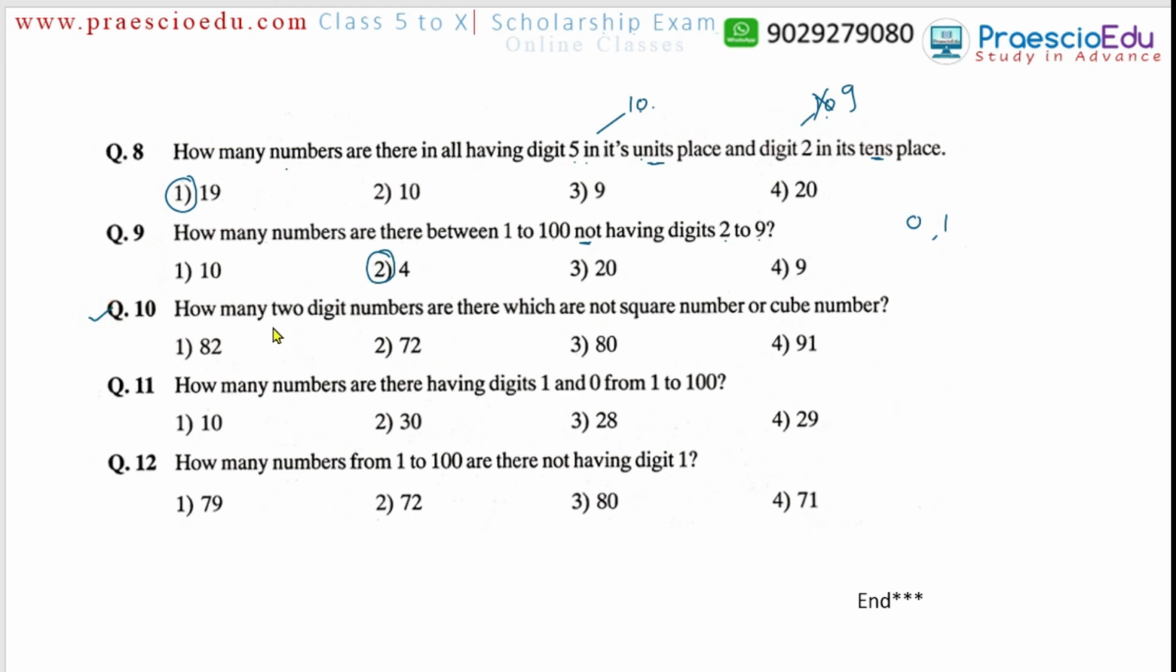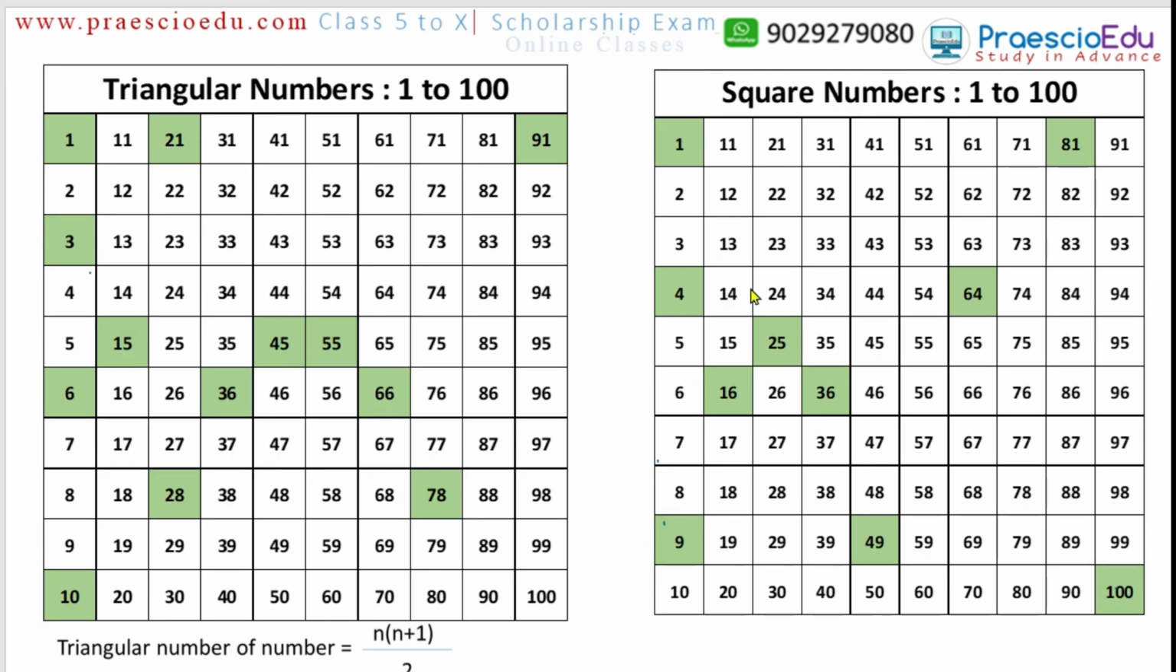Now question number 10. How many 2 digit numbers are there which are not square numbers or cube numbers? Means we have to count the square numbers first, then cube numbers, and that has to be deducted from all the 2 digit numbers. We know the 2 digit numbers, 90 are there. Now how many square numbers are there? Square numbers are there, but related to the 2 digit numbers, this is a 2 digit number, this is a single digit, so it should not be counted, okay.